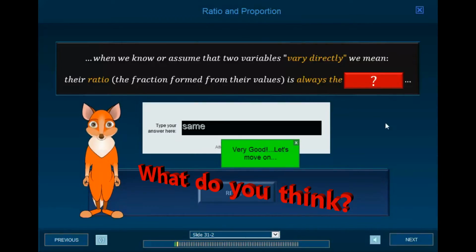You're right. Their ratio is always the same number or value.